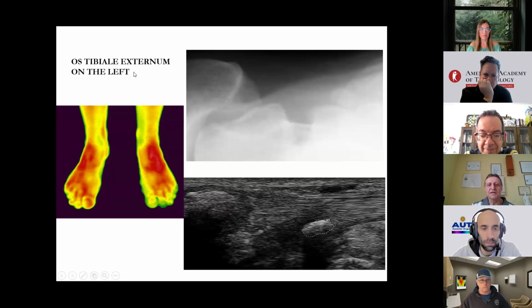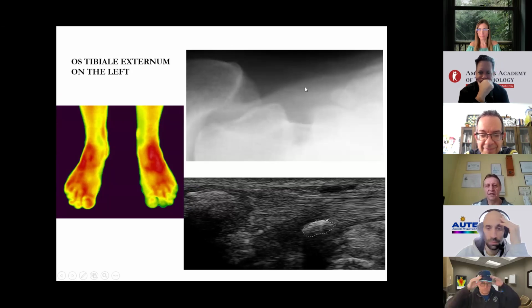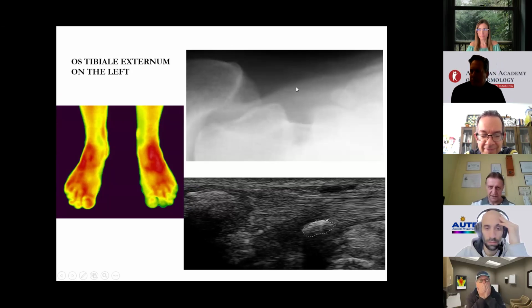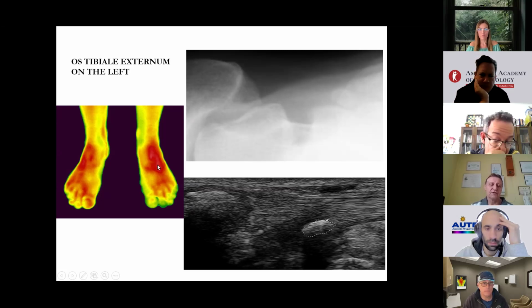Os tibiale externum on the left side. On X-ray and on sono, we can see os tibiale externum, which is the supernumerary bone on the foot. This bone we cannot see always, but when it is there, it could make problems. And as a consequence of irritation of this extranumerary bone is increased temperature activity on the affected site.